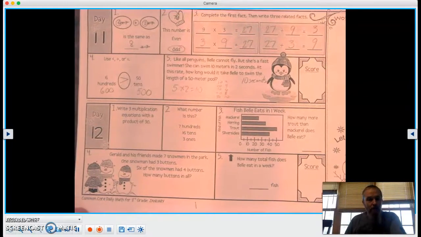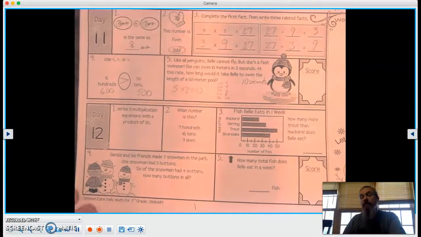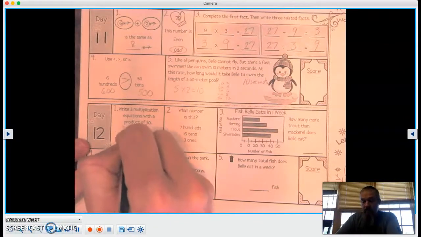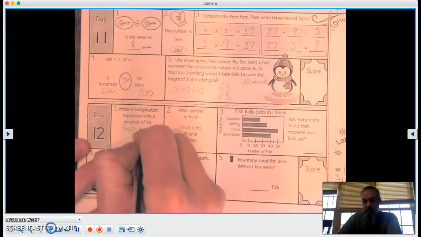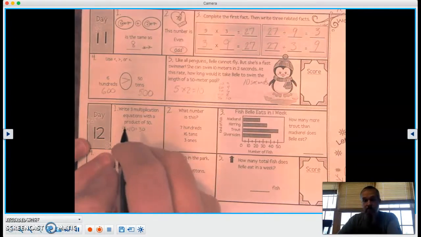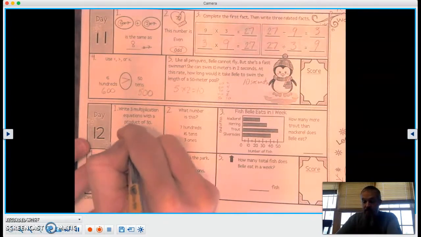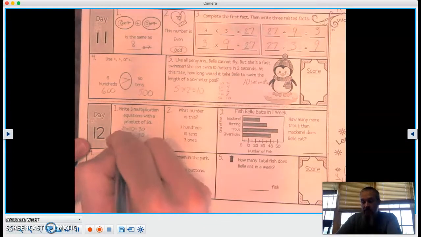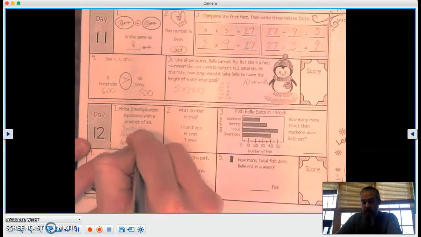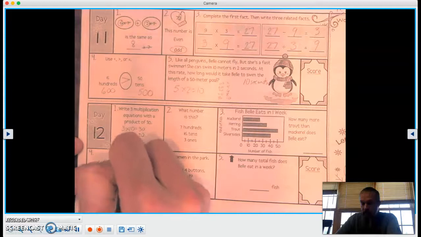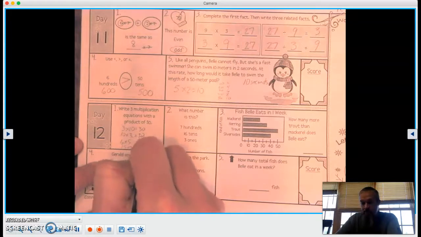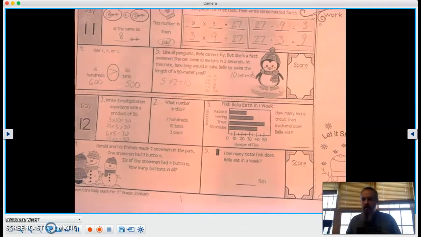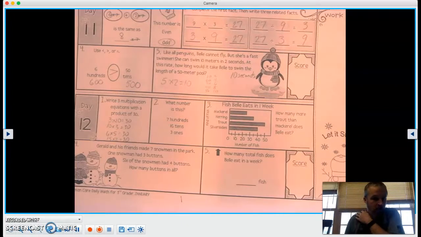Number 1, write 3 multiplication equations with a product of 30. Okay, well, let's go. 3 times 10 equals 30. We could also go then 10 times 3 equals 30. And we could go 6 times 5 equals 30. And let's go 15 times 2 equals 30. There's a few of them there for you. If you don't know for sure, just let me know and I can check them over for you, okay?